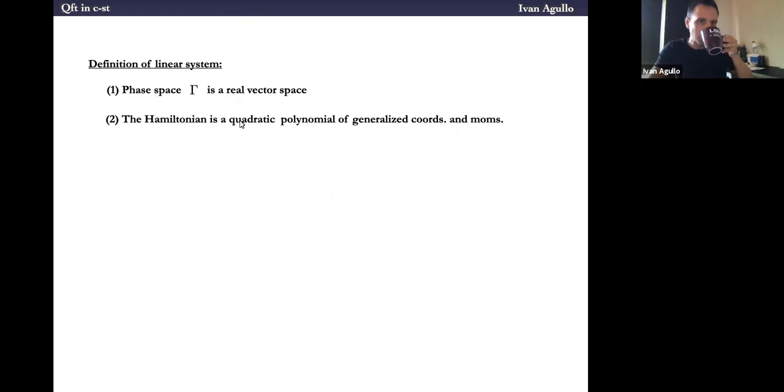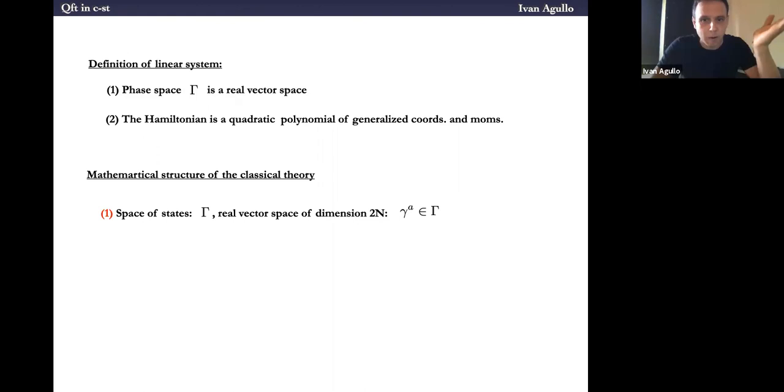The mathematical structure of the classical theory, as many of you may know: we have the space of physical states, which we call the phase space. And as I said, it's a real vector space of even dimension. N is the number of degrees of freedom of configuration variables. I will use this index A. I don't know if you can see my mouse.